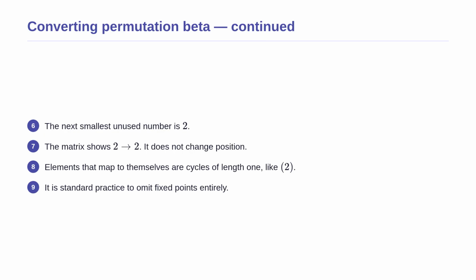Moving forward with permutation beta, we look for the next smallest unused number, which is 2. When we check the matrix, we see that 2 goes to 2. It does not change position at all. In cycle notation, an element that maps to itself can be written as a cycle of length 1, just the number 2 inside parentheses. However, it is standard mathematical practice to simply omit it entirely to keep the notation clean. Any number missing from the final expression is automatically understood to be a fixed point. So we will leave the number 2 out of our final answer.